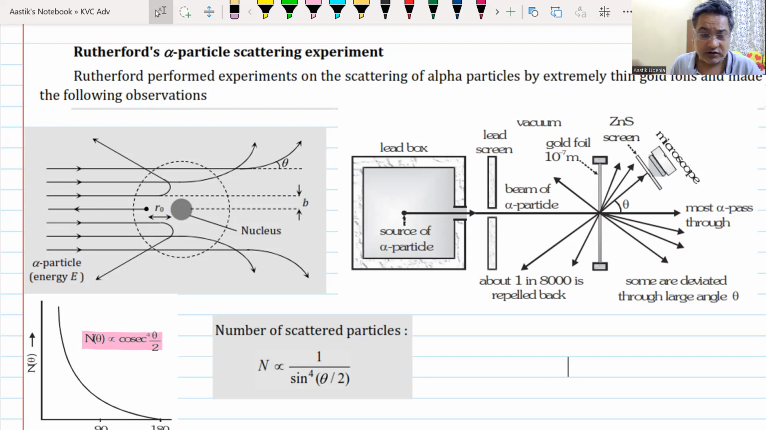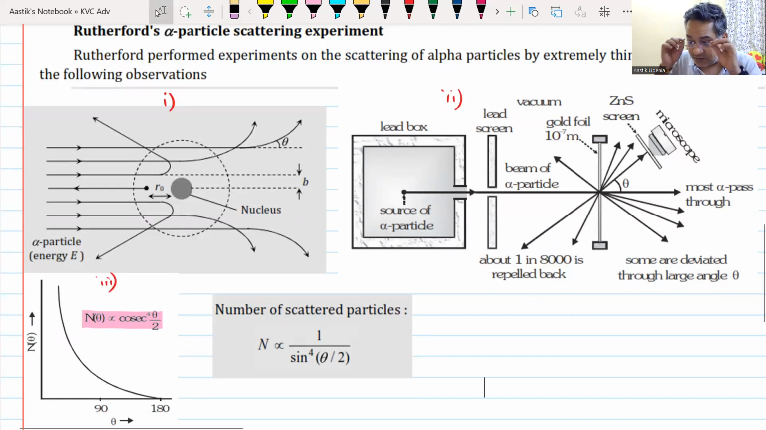You may not draw diagram number 2. If I just name this diagram, this is diagram number 1. You may draw this. This is diagram number 2. You may not draw this. This is diagram number 3. You have to draw this to understand what is happening here. I hope you understand the meaning of the angle theta. Do you understand the meaning of the angle theta?